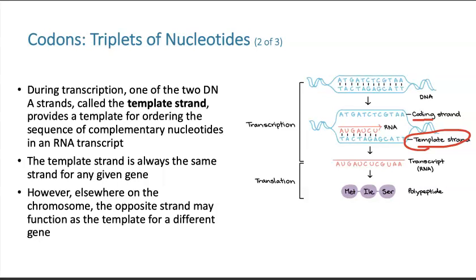The template strand is always the same strand for any gene. So for you and me, we both make hemoglobin, right? So it's always going to be on the same strand for any given gene. But that doesn't mean that somewhere upstream or downstream from this DNA that the other side isn't the template strand. It could be. It does. There's not one specific side of the DNA that's the template strand. It's only considered the template strand for the particular gene. Again, it could be the other side for another gene or for another completely different chromosome.